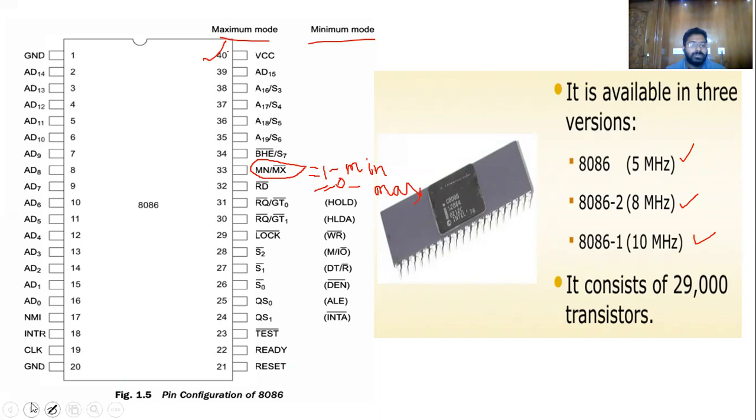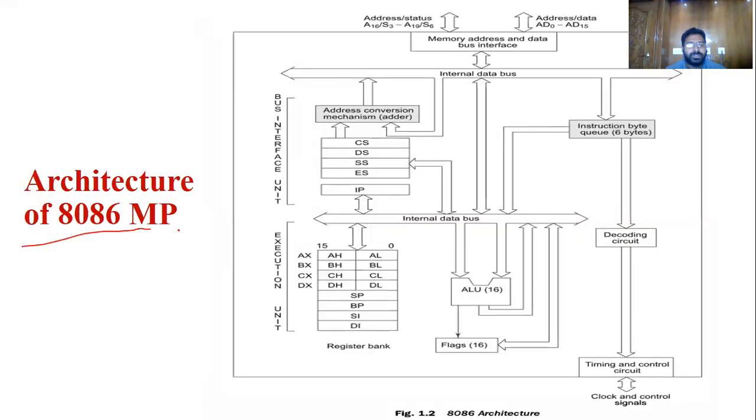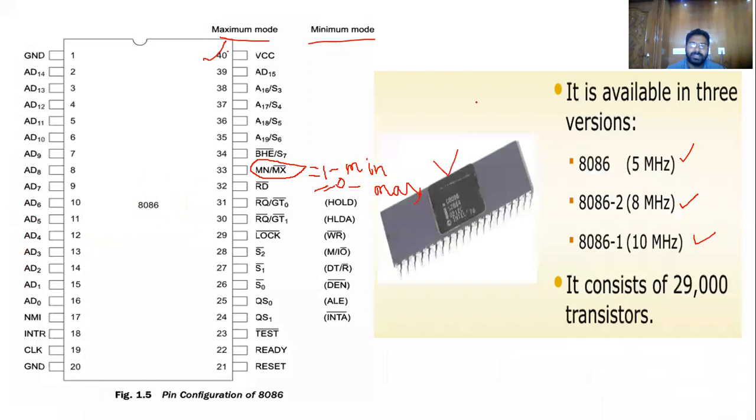Now see today's topic, the architecture of the 8086 microprocessor. This is the architecture. All of you take a pen and paper and note this down. This is the architecture of the 8086 microprocessor.